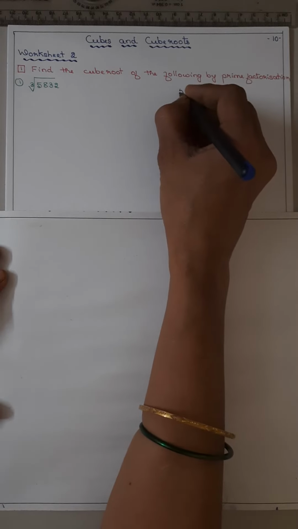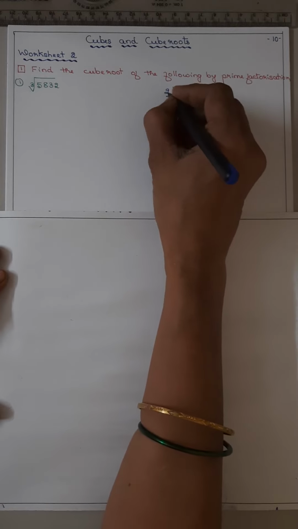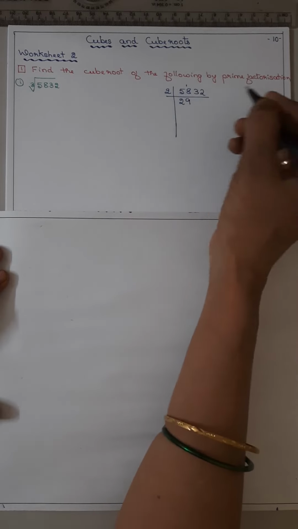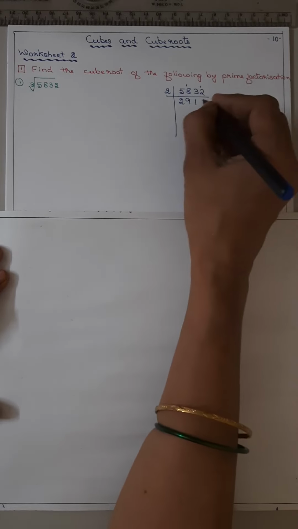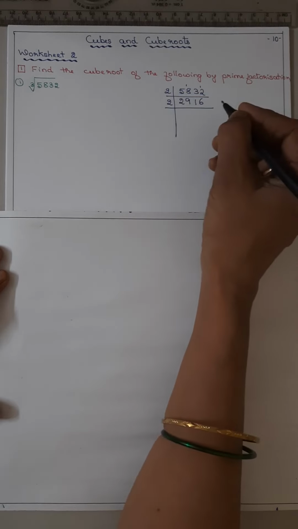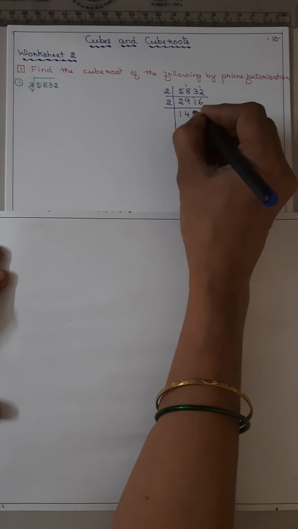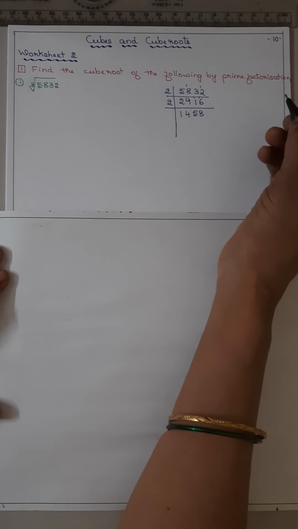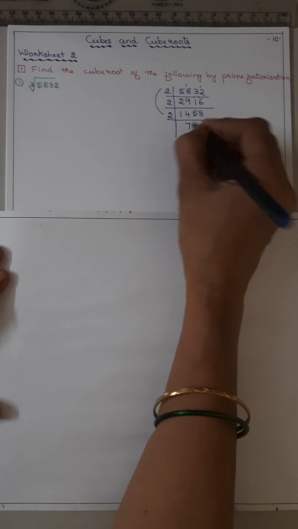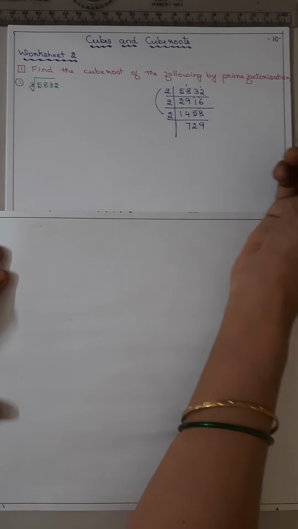So it is 5832. It is an even number, so start with 2. 2 2s are 4, 1 remains. 2 9s are 18. 2 1s are 2, 1 remains. 2 6s are 12. Next 2 1s are 2. 2 4s are 8, 1 remains. 2 5s are 10, 1 remains. 2 8s are 16. Again 2 7s are 14, 2 2s are 4, 1 remains, 2 9s are 18.